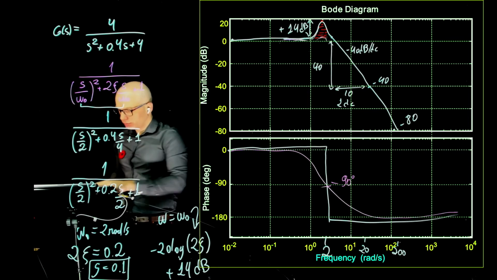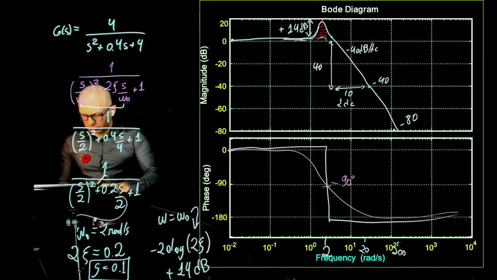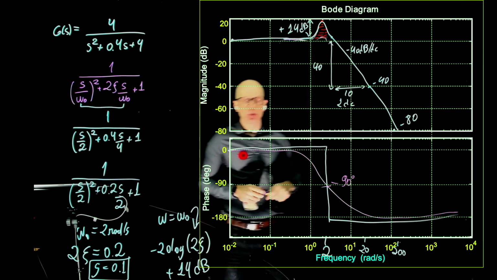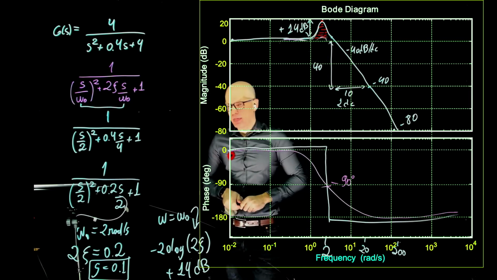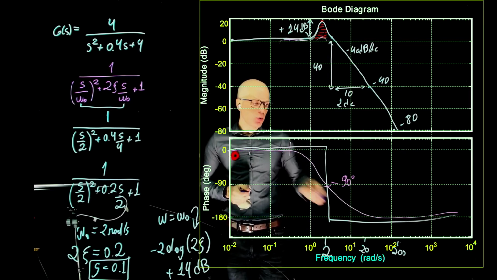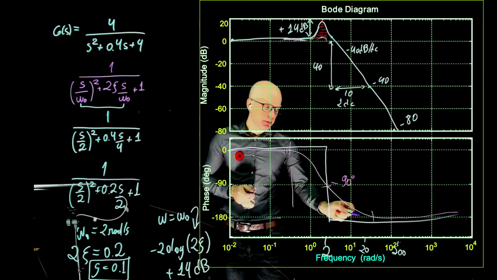Professor, just one more question. So it will reach the peak at the frequency of 2? It will reach the peak at the frequency of 2. Okay, got it. Thank you. How wide this transition is depends on zeta.